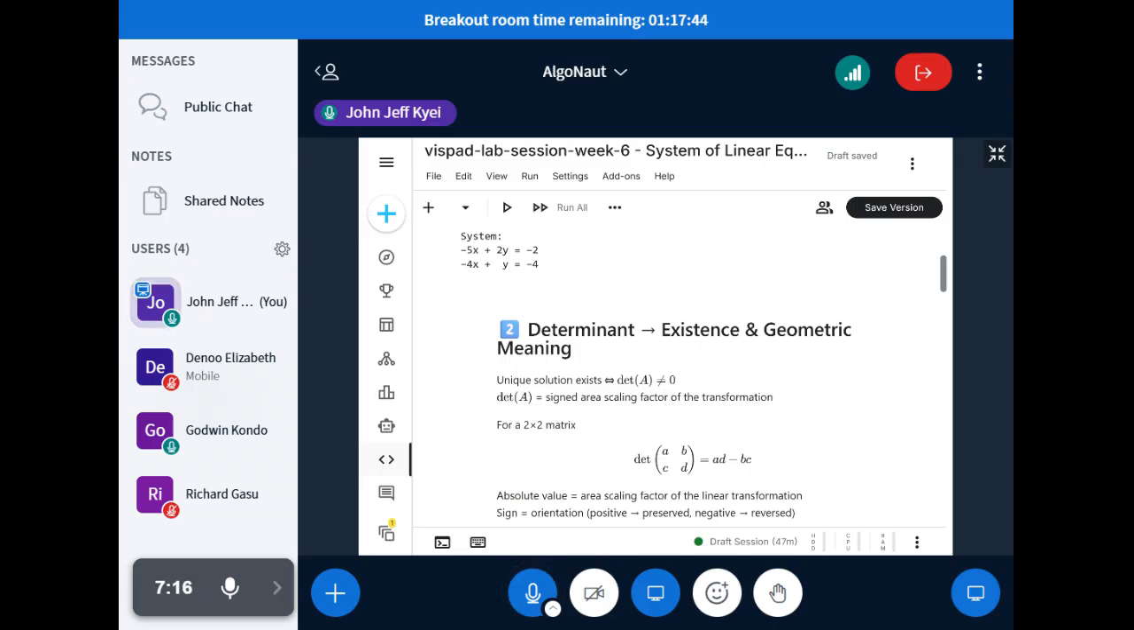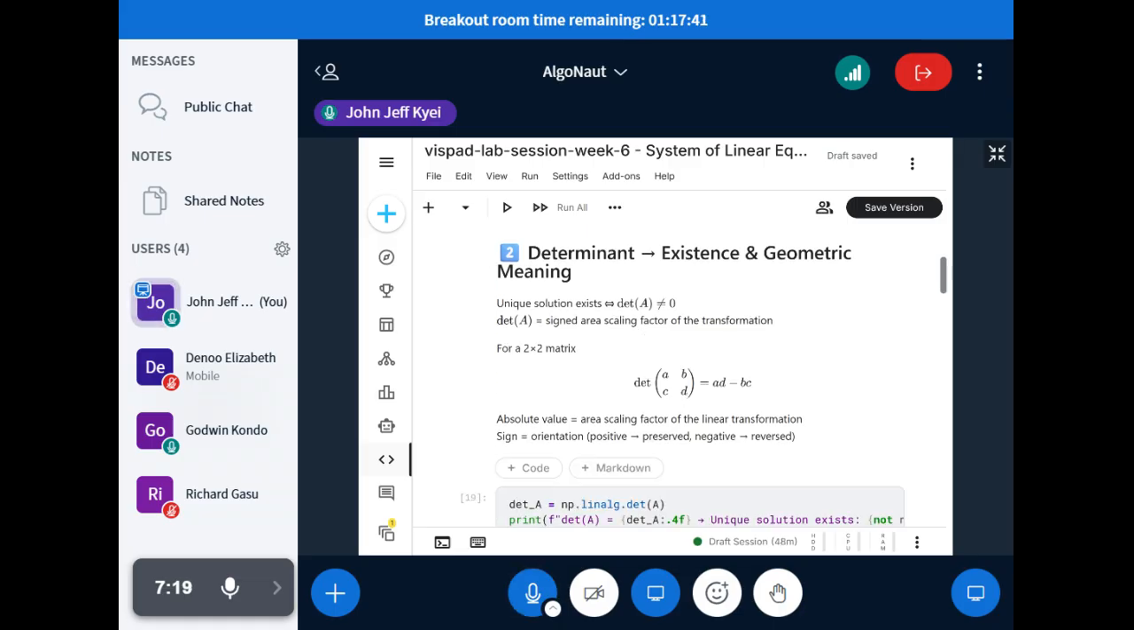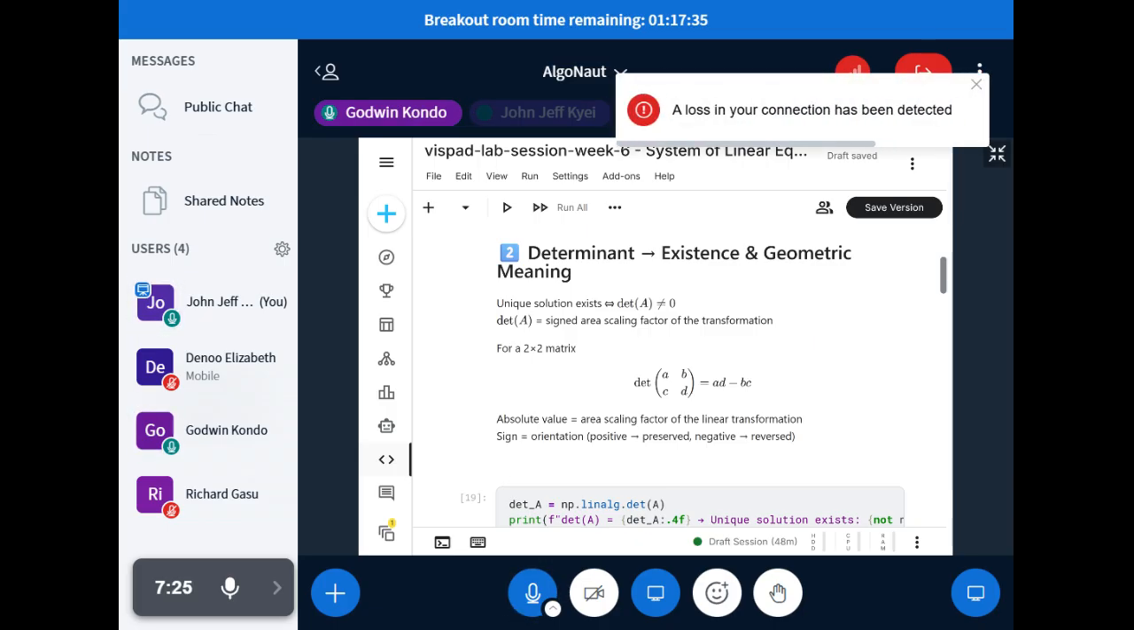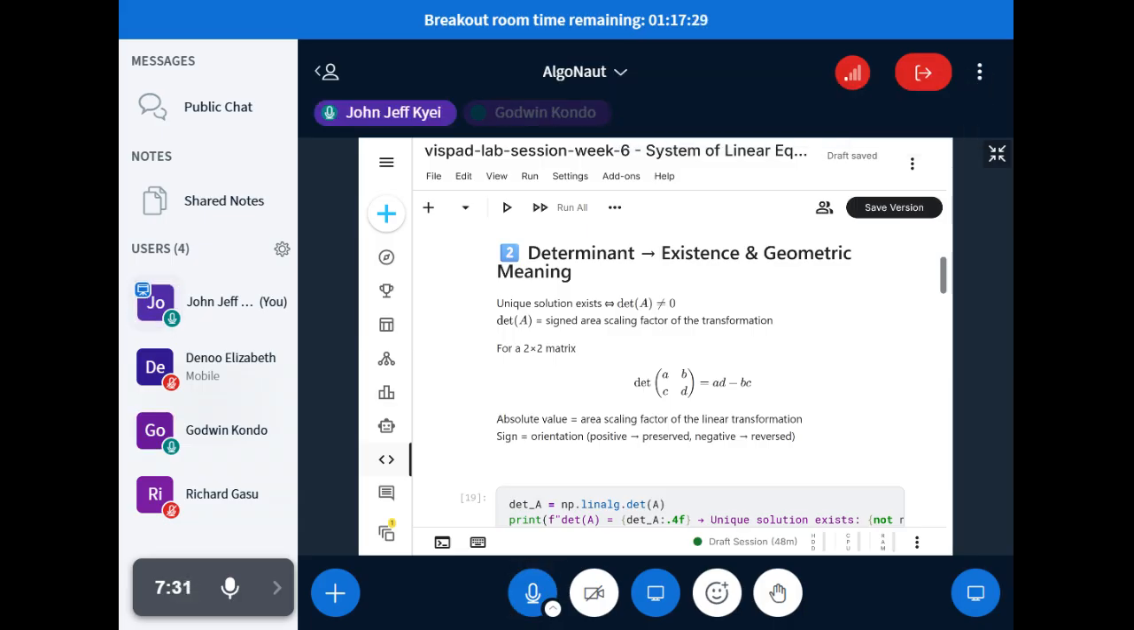So before we solve the system, we need to check if it has a unique solution, and that depends on the determinant of the matrix, right? The determinant tells us whether the matrix is invertible, and whether the system has a unique solution, and also the geometric scaling and orientation change that the matrix can apply. If the determinant is zero, the system either has no solution or an infinite number of solutions.